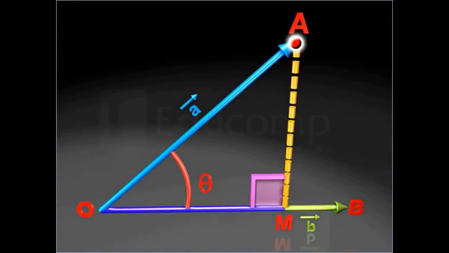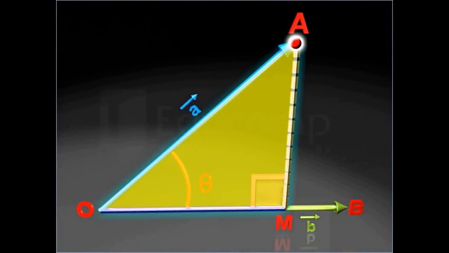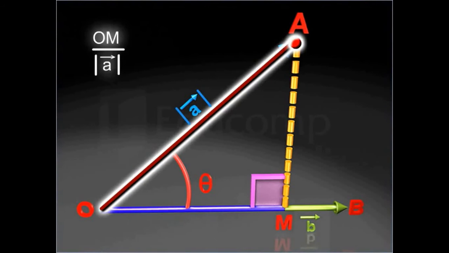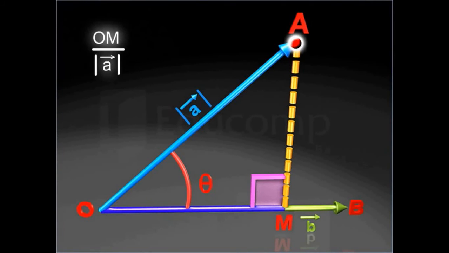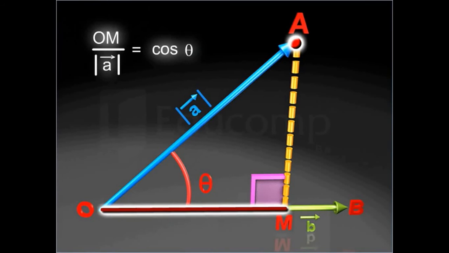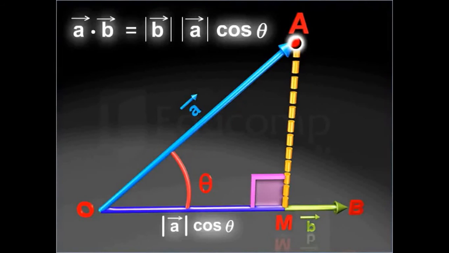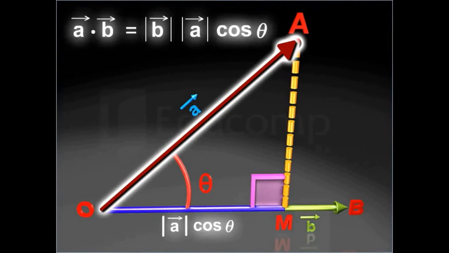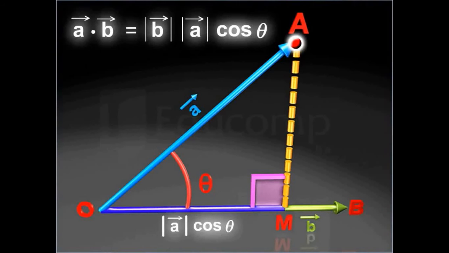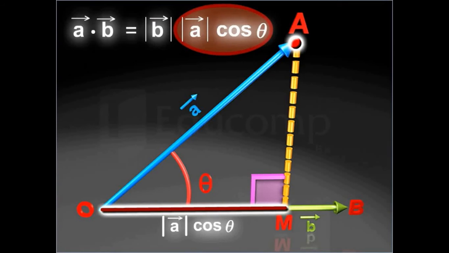Now, consider the right triangle OAM. The ratio of the base to the hypotenuse, that is, magnitude of vector A, is equal to cos theta. This equality helps us to deduce that the base of this right triangle is magnitude of vector A into cos theta. Thus, the scalar product of vectors A and B is the product of magnitude of vector B and the scalar component of vector A along vector B.